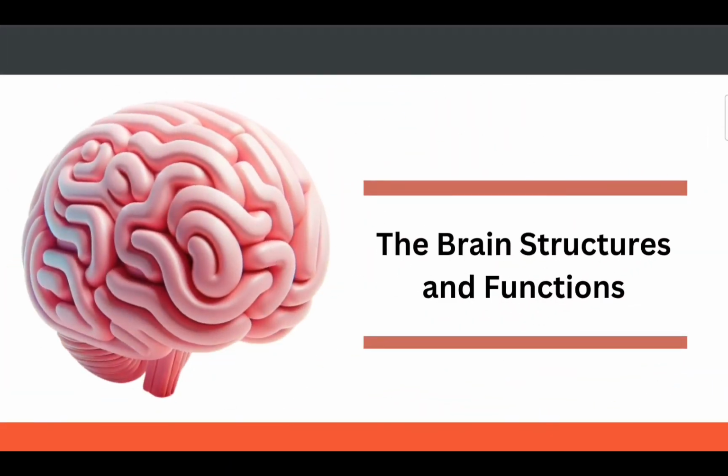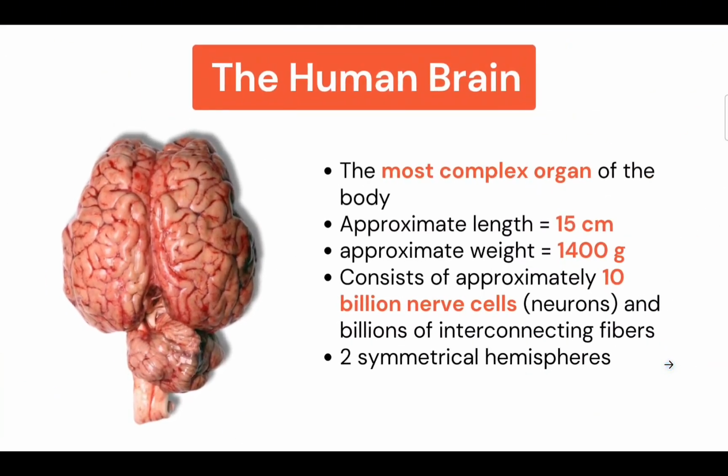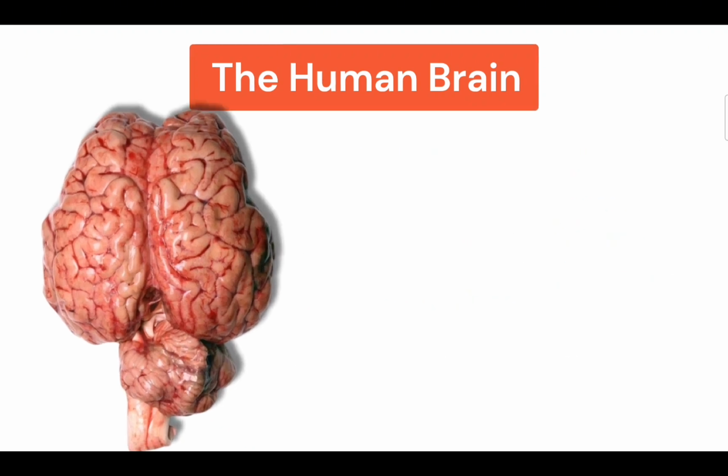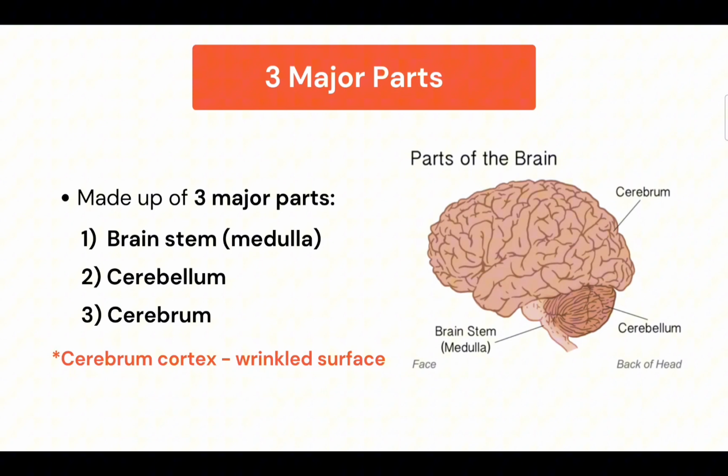Okay, so let's move on to the first subtopic, which is the brain structures and functions. The human brain is the most complex organ of the body, with an approximate length of 15 centimeters and an approximate weight of 1,400 grams or 1.4 kilograms. It consists of approximately 10 billion nerve cells or neurons and billions of interconnecting fibers. As you can see from the picture in the slides, the brain can be divided into two symmetrical hemispheres, right and left. Okay, now moving on to the three major parts of the brain.